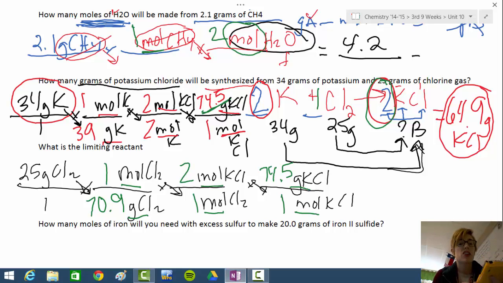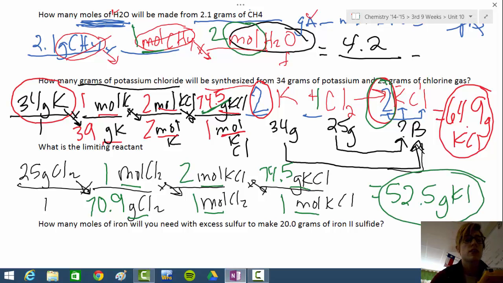When I multiply the top, I get 3,725, and I'm going to divide by 70.9. Oh, it's just 70.9. There isn't anything on the bottom to divide by. So my answer here is 52.5 grams of potassium chloride.